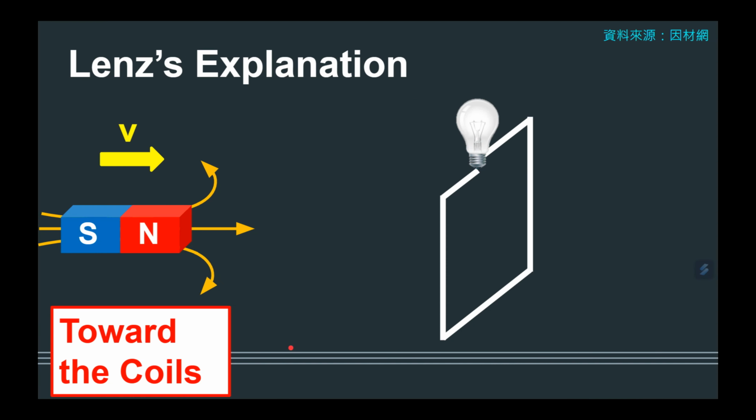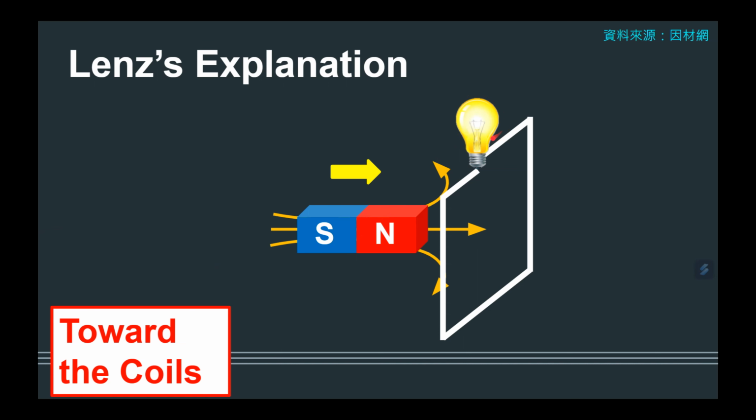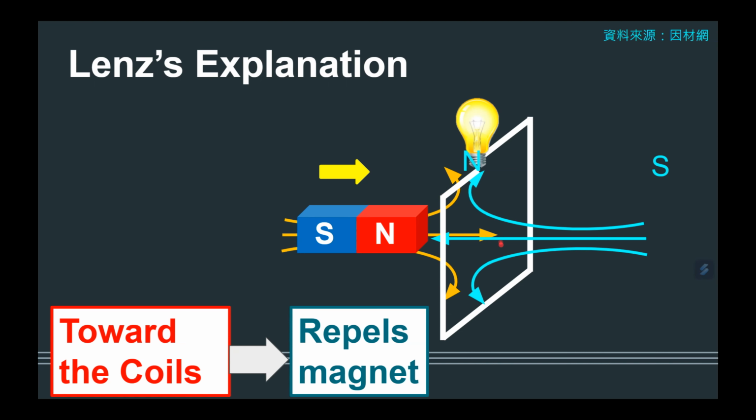Now I have a magnet, and when it is close to the coil, which is connected to the bulb, we can see the bulb will light up. And why does it light up? Because inside the coil, the magnetic field increased. So according to Lenz's law, it will induce an opposite magnetic field, like this one, the blue one.